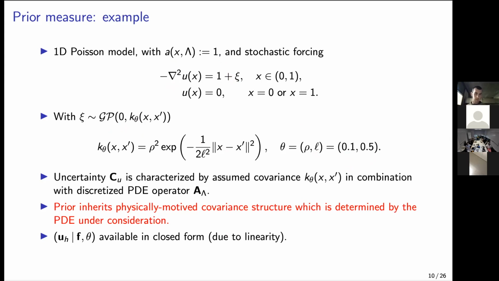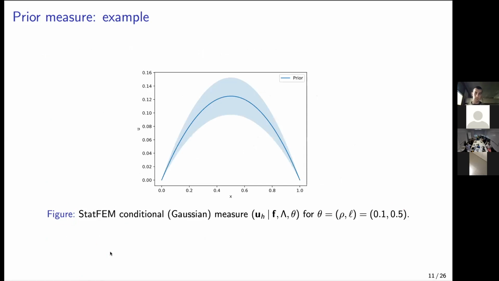Now, remember that our uncertainty is characterized by our assumed covariance K_theta in combination with the discretized PDE operator. And remember that we want our prior to inherit some physically motivated covariance structure. We can marginalize over xi in closed form due to linearity, and we get something that looks like the following. So for our 1D example, this is our normal FEM mean shown in the dark blue line. And then we also get these 95% credible intervals, or probability intervals, given by the diagonal of the covariance matrix for our given set of chosen hyperparameters.